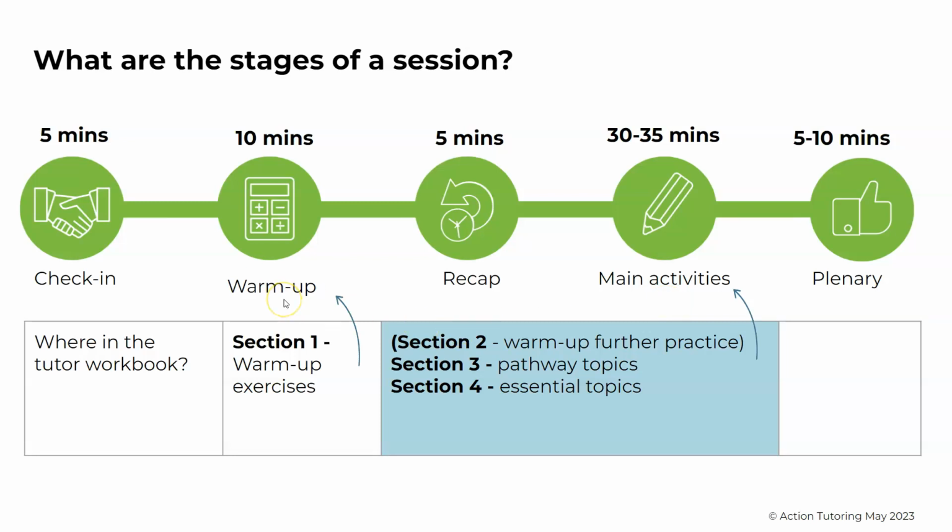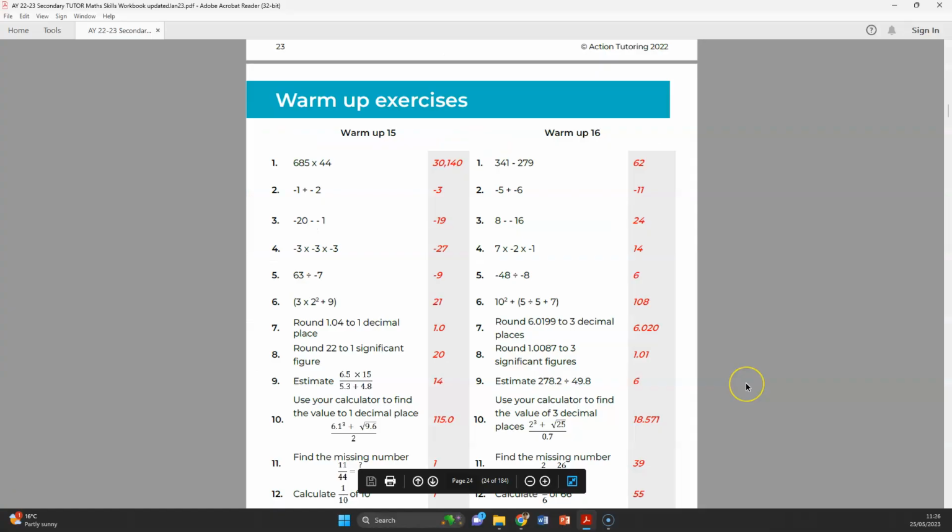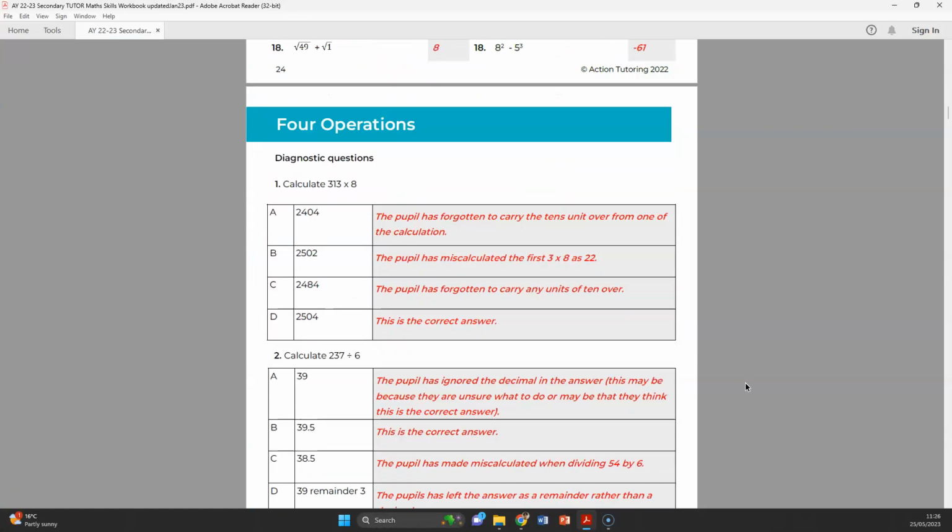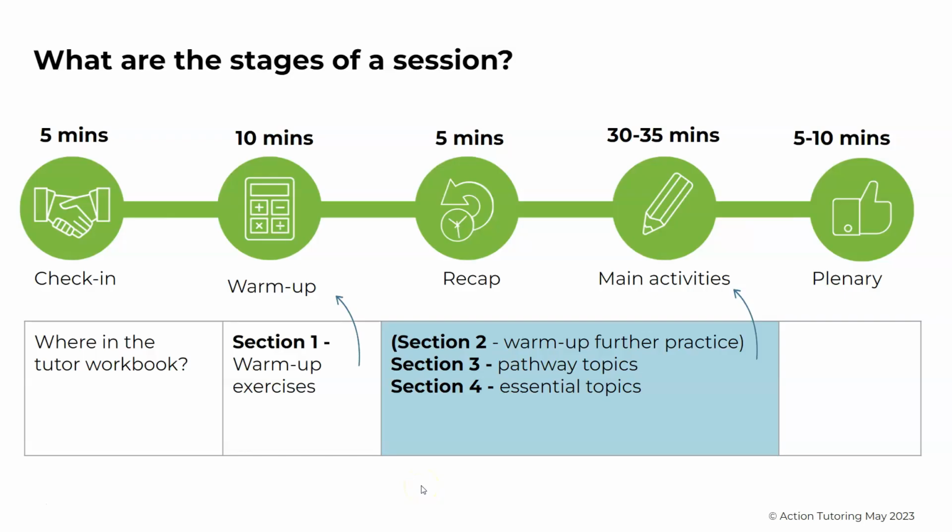If pupils struggled with the warm-up, you have the option to choose a warm-up further practice topic to build on those skills and practice them. In the workbook, these can be found straight after the warm-up exercises. If pupils seemed okay with the warm-up, then you can move on to a pathway topic or essential topic.